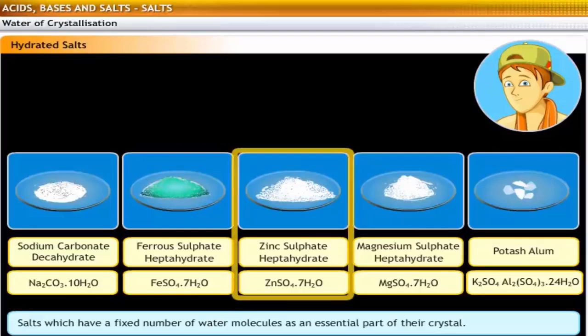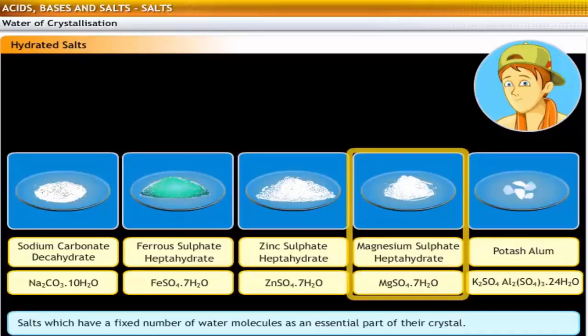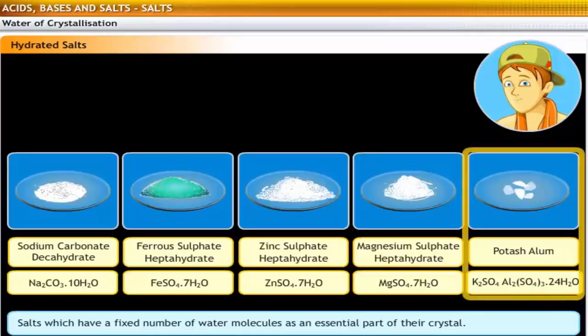Zinc sulfate heptahydrate, ZnSO4·7H2O. Magnesium sulfate heptahydrate, or Epsom salt, MgSO4·7H2O. Potash alum is a sulfate of potassium and aluminium with 24 water molecules, K2SO4·Al2(SO4)3·24H2O.